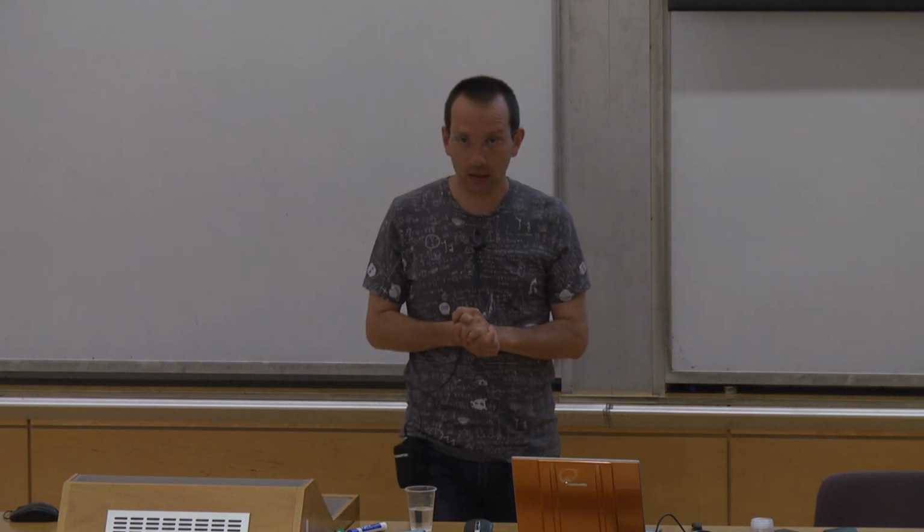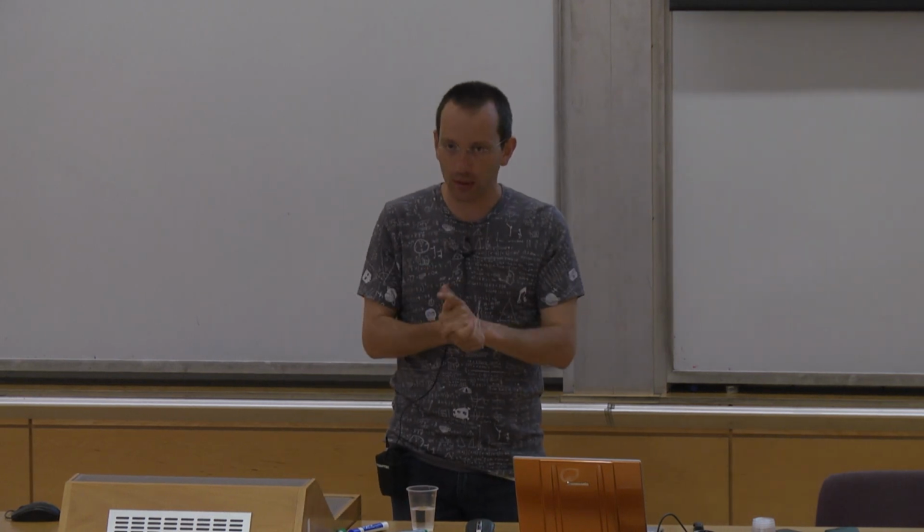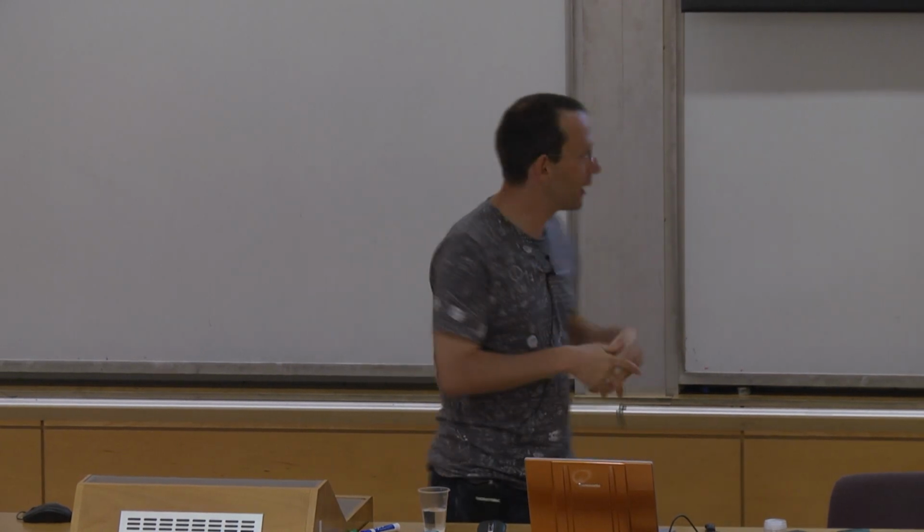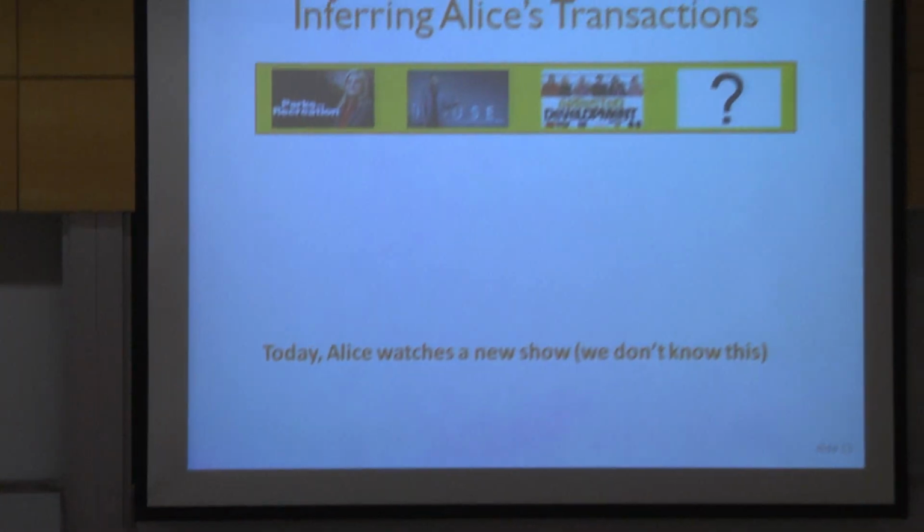So, let's see how we could potentially use this to run this backwards and to infer Alice's transaction. So suppose we know that Alice, and I'm giving it in a very simplified form, obviously here, suppose we know some shows that Alice has watched, and then someday Alice watches a new show.